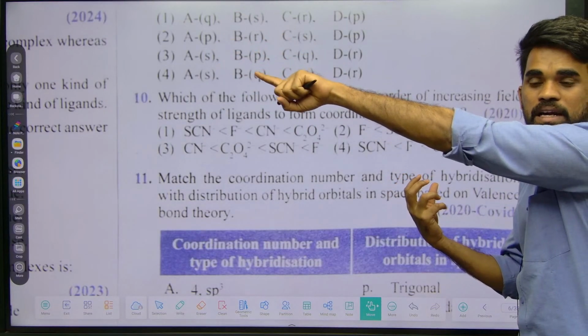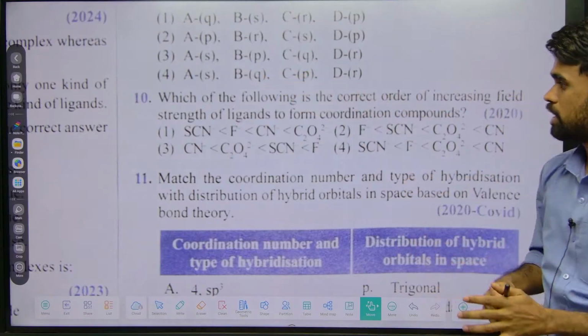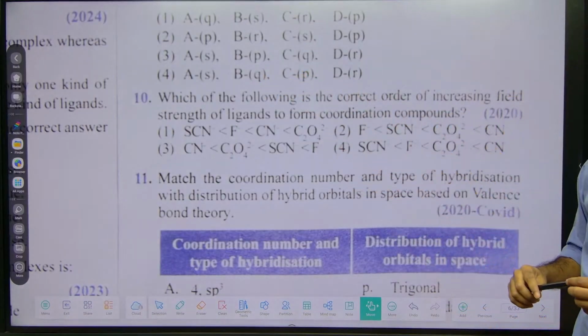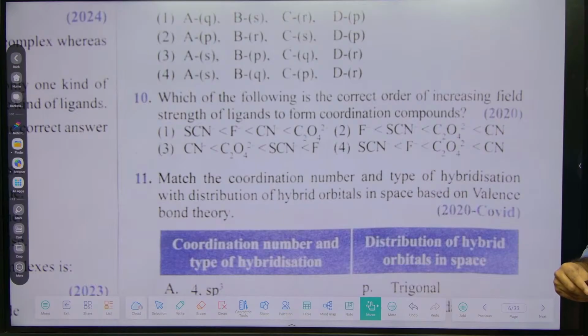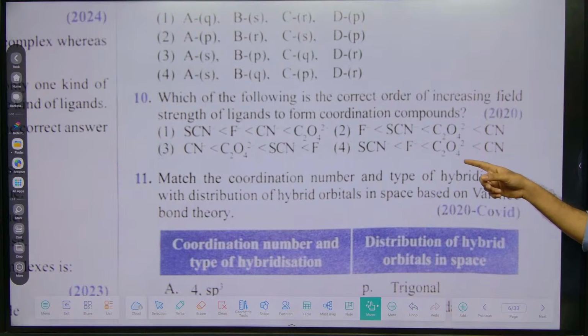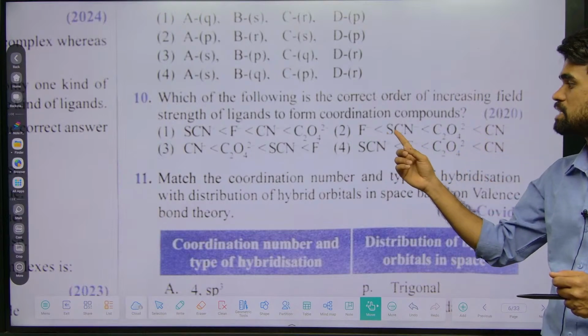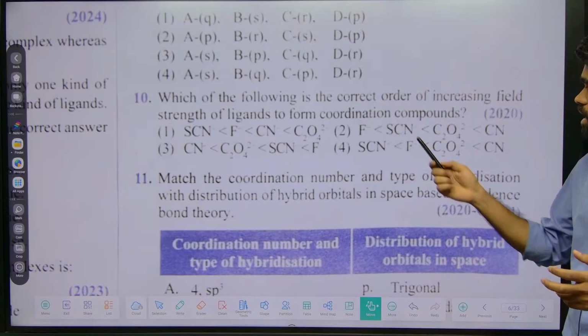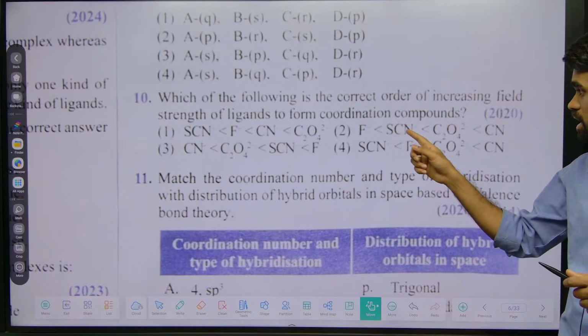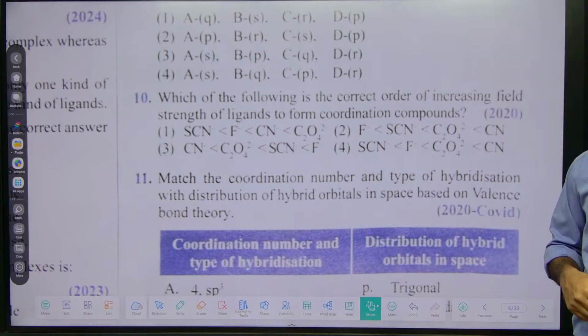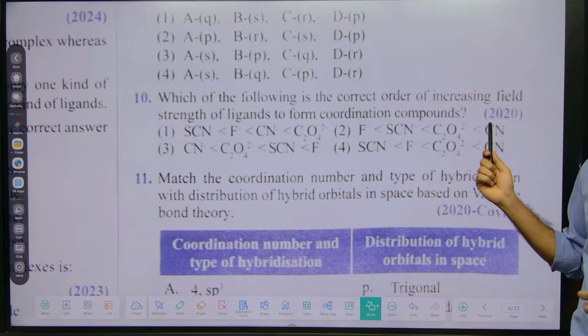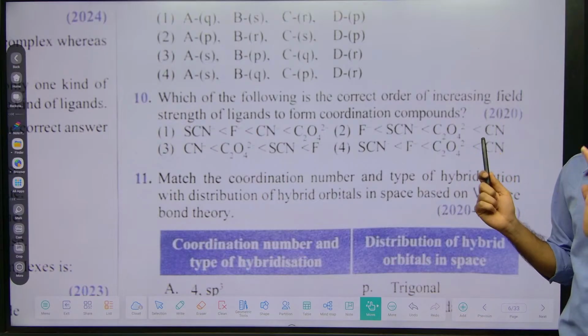Which one is the weak field ligand? Iodide. Okay. Now tell me what is your answer for this? Which is the strongest one? CN. Here two are there. Next, oxalate is there. So just compare between F minus and SCN minus, CN, SCN minus. Which is stronger? SCN minus. So the option is 2. Purely based on that order, you can expect the question.